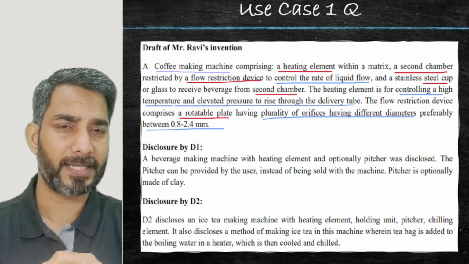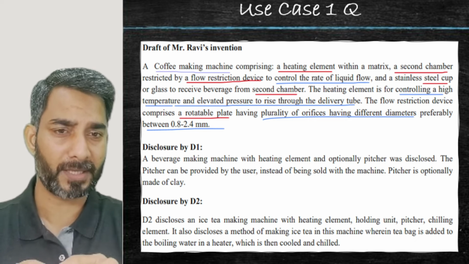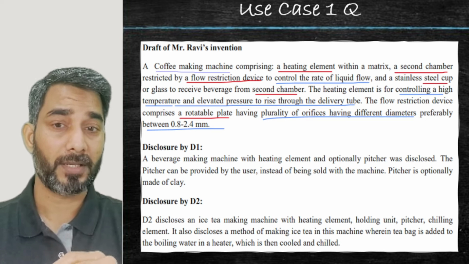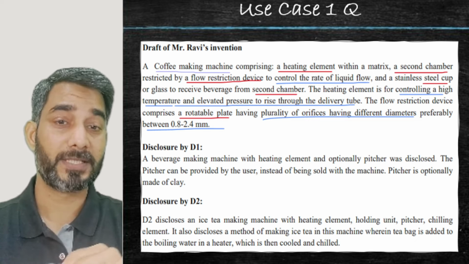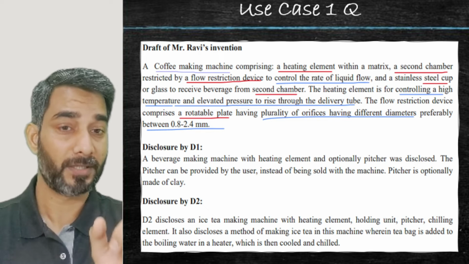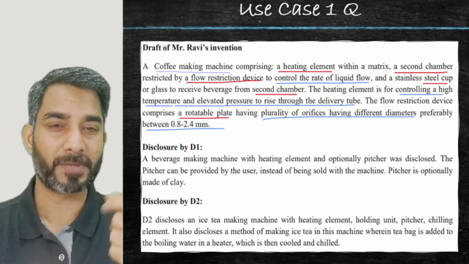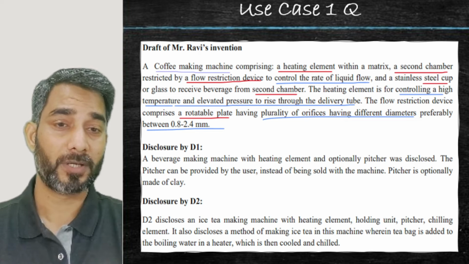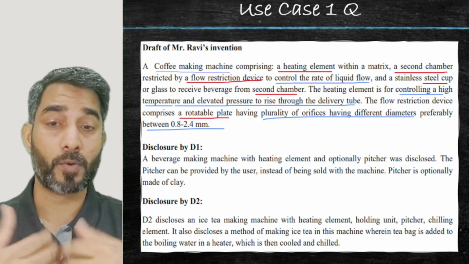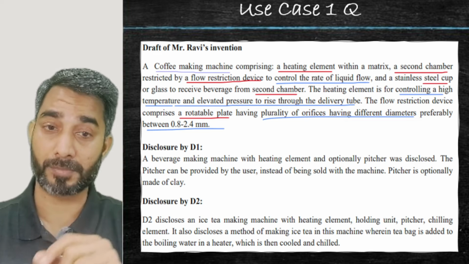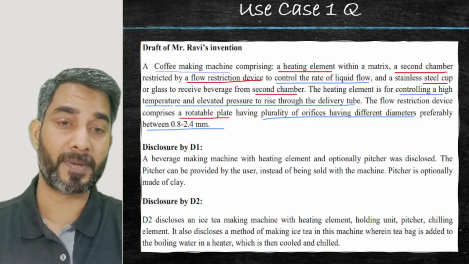Then there is the heating element again coming in, which is defined by saying that it can control a high temperature and elevated pressure to rise through the delivery tube. See, the heating element having some control over pressure itself. That could be a giveaway here. And they have spoken about the flow restriction device in more detail. It says there is a rotatable plate, again another component, and they have given further implementation details of it.